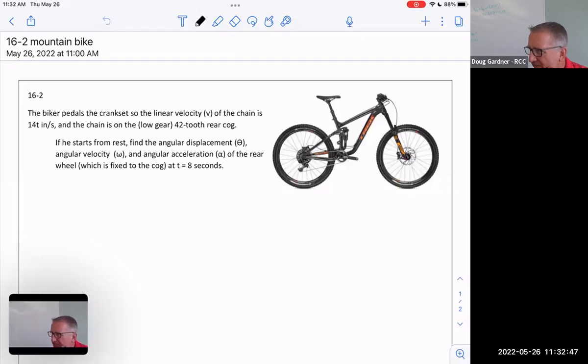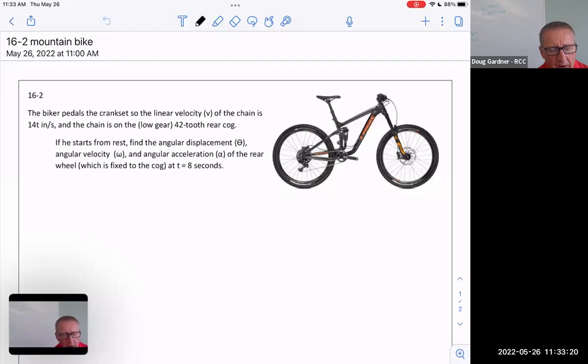Sounds unrealistically fast, if it makes sense. Like you're not just going to keep going with that. 10 seconds later, it's 140 inches a second. At some point, it's like, come on, man, you can't do that. So in a sense, that's a playful example. And the chain is on the low gear in the back, which is actually the big one, the 42 tooth rear cog. So the front one we already know because we're stuck with it. It was 32, the back is 42, that's the one it's on, and you're pedaling with a certain 14t inches per second.